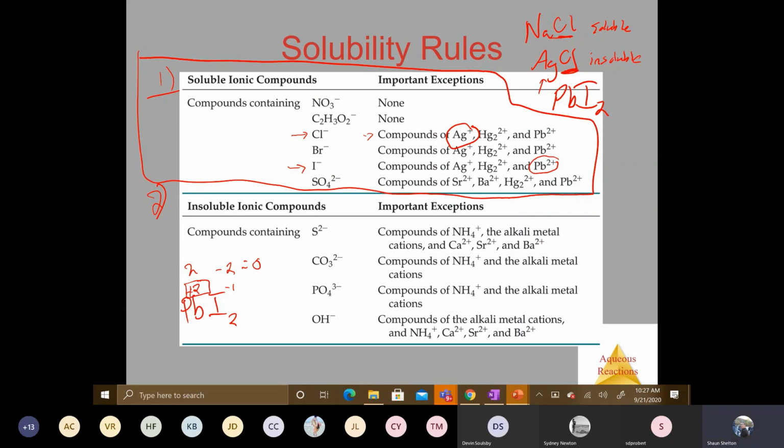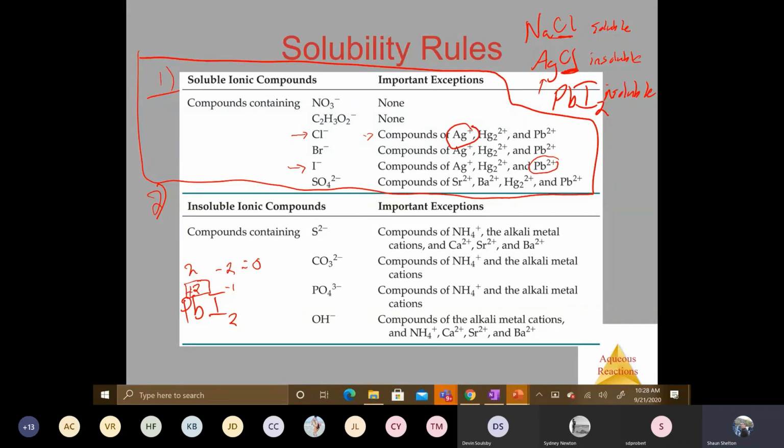Now, if this is something you're having problems with, you need to go back and look at the nomenclature rules. This comes back from the beginning of the semester. So I look at the fact that it's lead +2. It matches up with this. That makes this compound insoluble. So you've got to be really careful when you're working with these types of compounds.